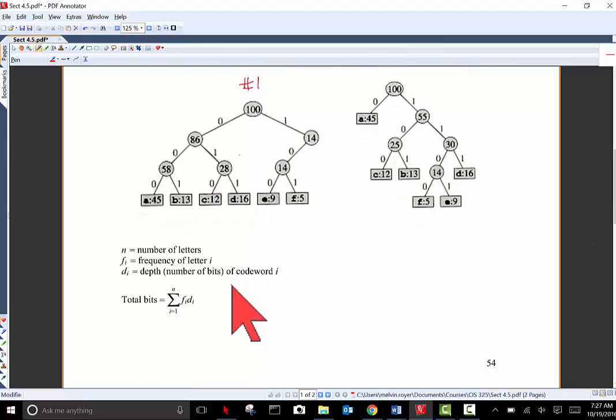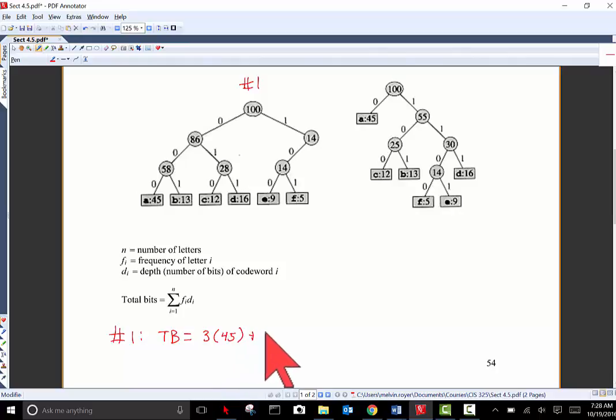And so if I want to talk about the total number of bits needed to send the string using code number 1, n will be the number of letters. F sub i is the frequency of the ith letter, and D sub i is the depth of code word i in the tree, which is just the same as the number of bits. And so for code word 1, the total number of bits, well, I have A's to send. So A is at depth 3, or 3 bits needed for each A, and then from my table above, there were 45 A's to send.